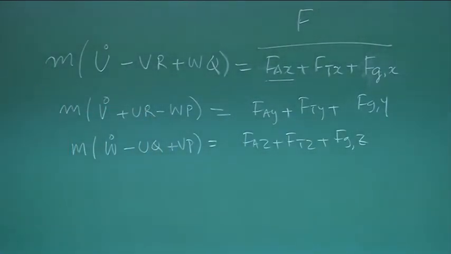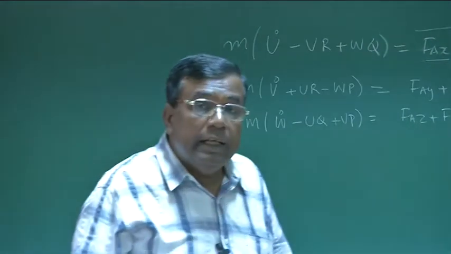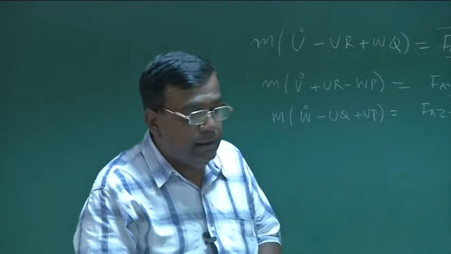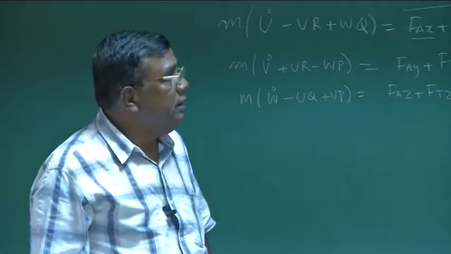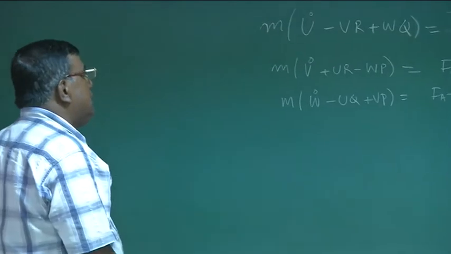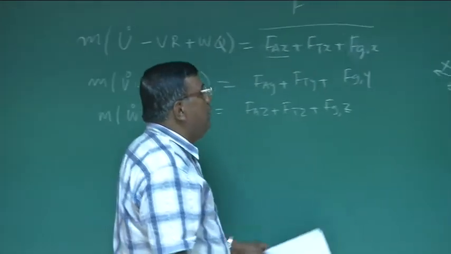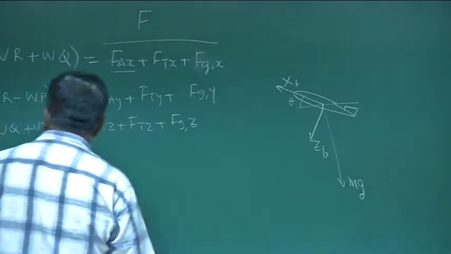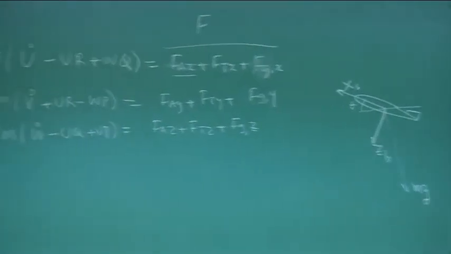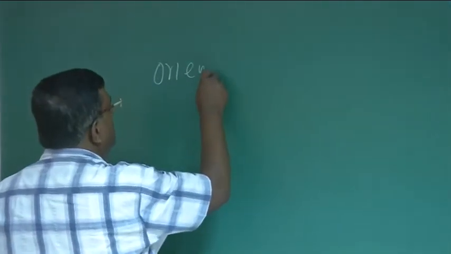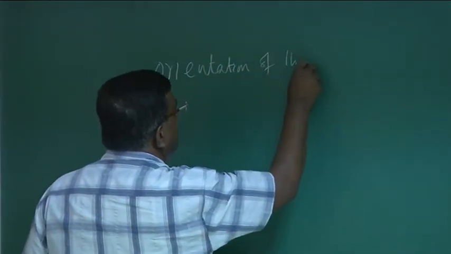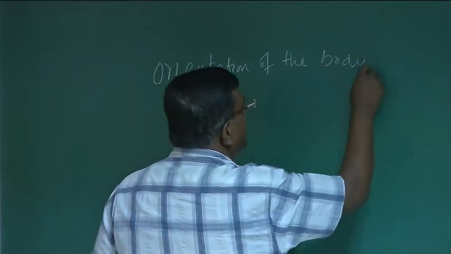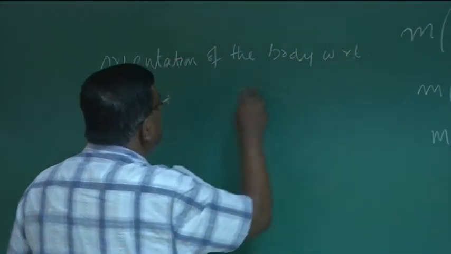Now the question comes, how do I define the orientation of the airplane? Because I cannot use the body fixed axis system, because as the body rotates, the body axis also rotates. So what is the way to define it? There we try to define the orientation of the body with respect to the inertial frame.